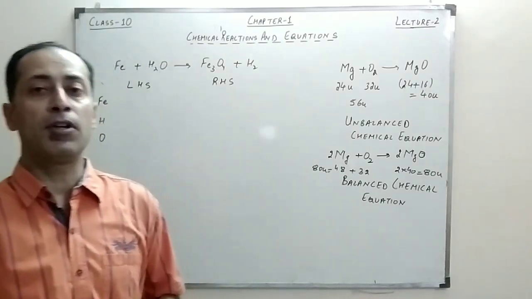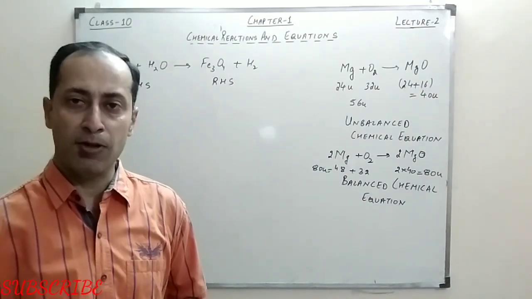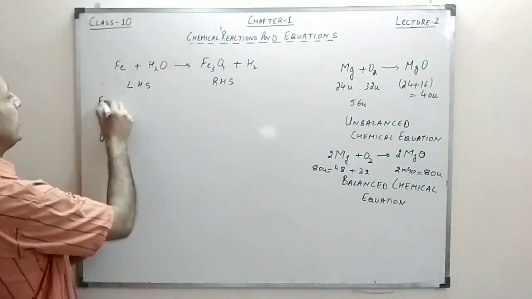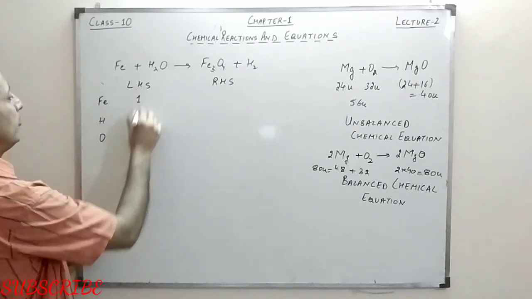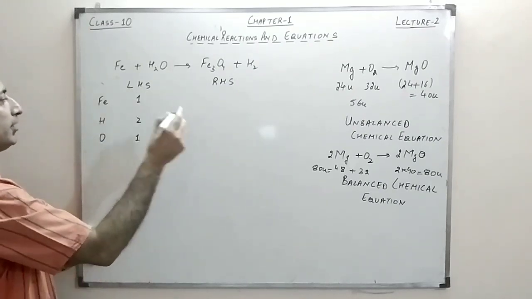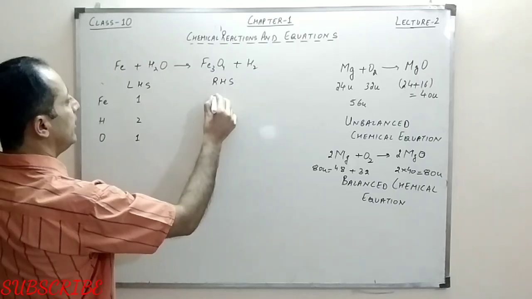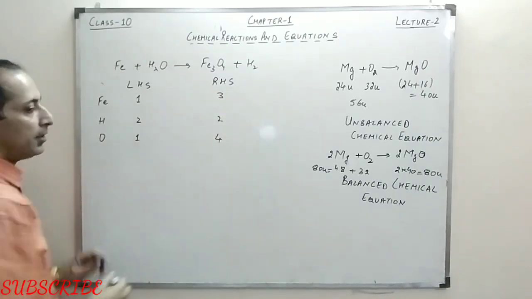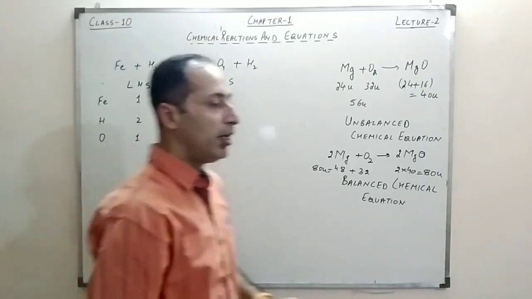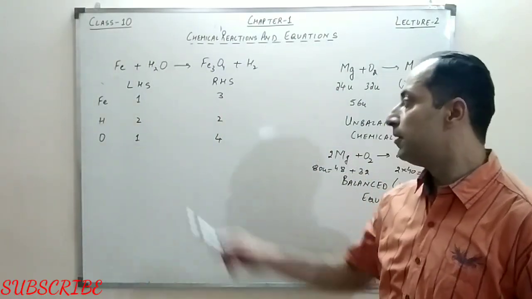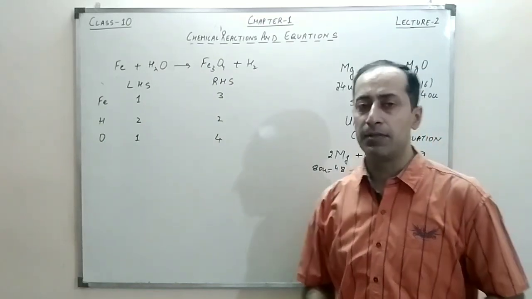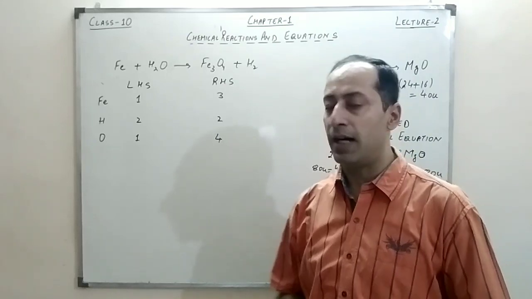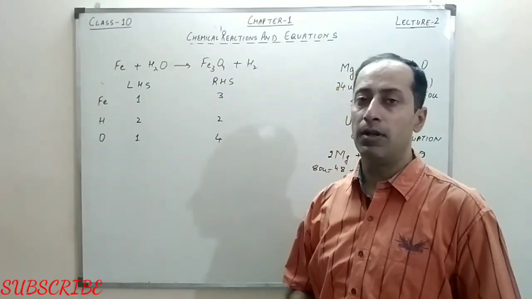Now the next step is the number of atoms of each on the left side and on the right side. On the left side, the number of atoms of iron is 1, hydrogen is 2, oxygen is 1. And on the right side, the number of iron atoms is 3, hydrogen atoms is 2, and oxygen atoms is 4. Now, only hydrogen atoms are balanced on both sides, but iron and oxygen atoms are not balanced. It means we have to balance the number of atoms of iron and oxygen on both sides.